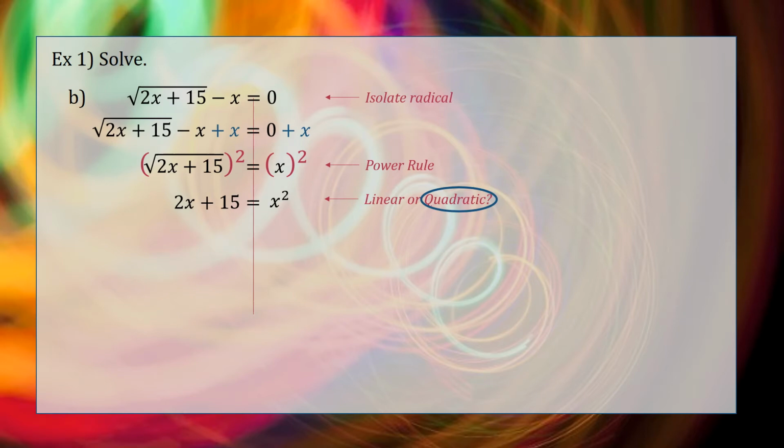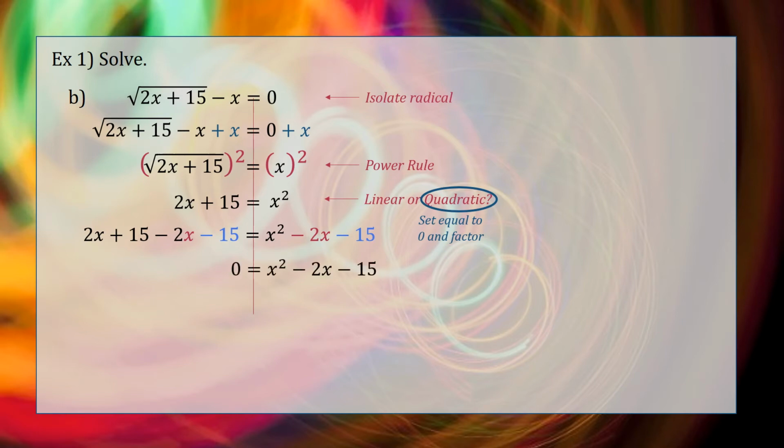So the approach for x squared or quadratics is we have to get the equation equal to 0 and then we factor. Now since x squared is on the right side of the equation and is positive, all the pieces need to go to that side of the equation. So we need to subtract the 2x and subtract the 15 from both sides. Once we've moved all the terms to one side, we now have 0 on the left, and so our new equation is 0 equals x squared minus 2x minus 15.